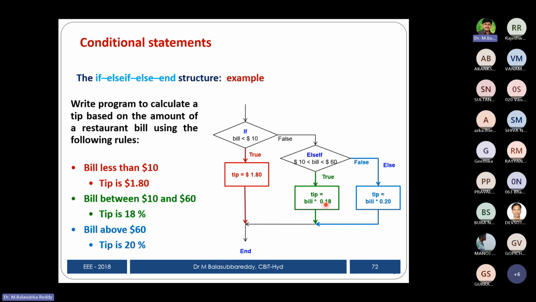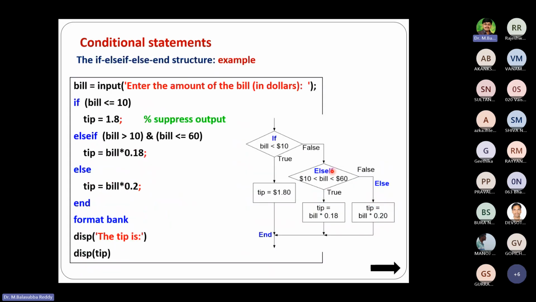Then what will you write? Directly else, tip is equal to bill into 1.2. Further, the last command is automatically the default, more than 60. That's why you can see, enter the bill amount. Then if bill is less than or equal to 10, directly we can mention the tip. Else if, again we want to check. That's the reason I mention if bill is greater than 10, or 10 is less than bill, and bill less than or equal to 60, then tip is equal to this one.